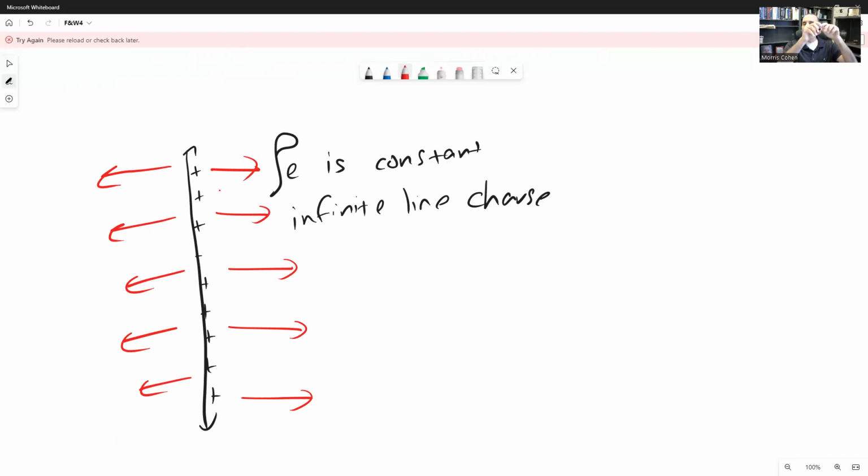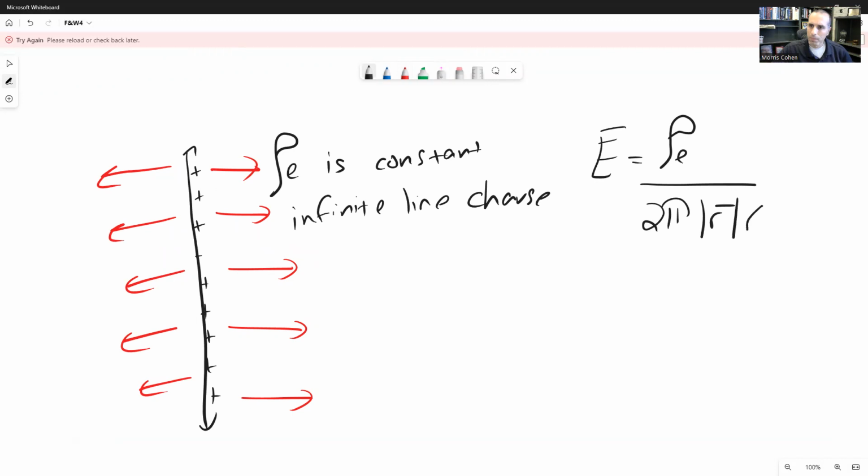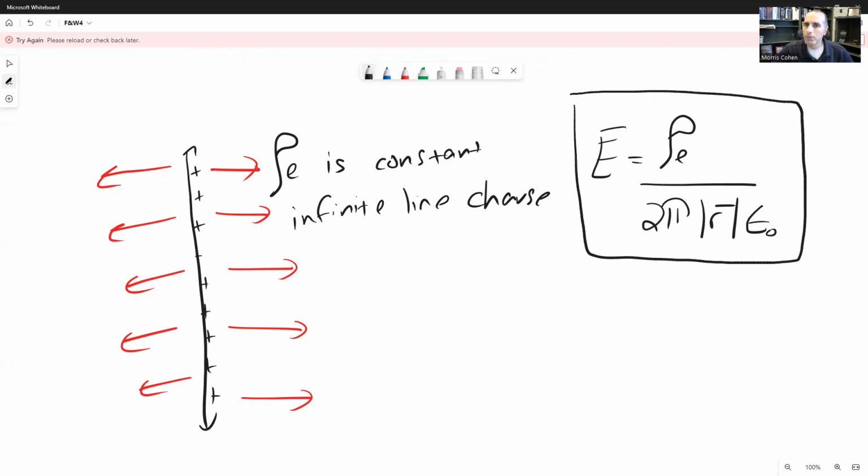It's not looping around because it essentially never has a chance to. This line is infinitely long, so there's nowhere it can wrap around and come back. These lines proceed off into the distance and basically never bend. If we do that, then the electric field works out to be rho L over 2 pi times the length of the vector r times epsilon naught. This is the electric field from an infinite line of charges.